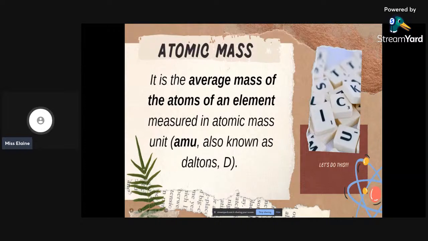We are going to use this unit next time when we discuss the atomic mass unit. For the meantime, let's focus here on atomic mass.